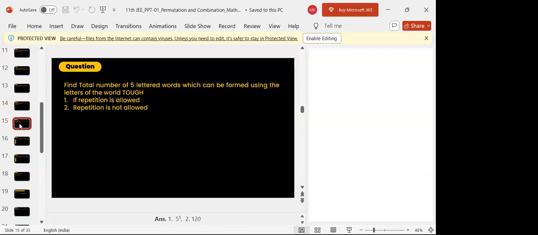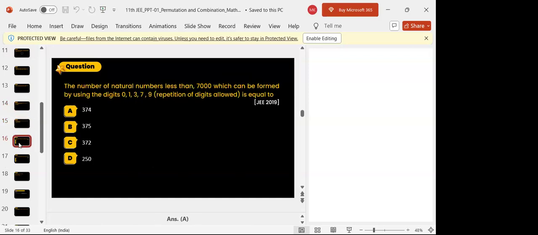Next. I'll give another one. The number of natural numbers less than 7,000 which can be formed by using the digits 0, 1, 3, 7, 9, under the concept that repetition of digits is allowed. Please try.